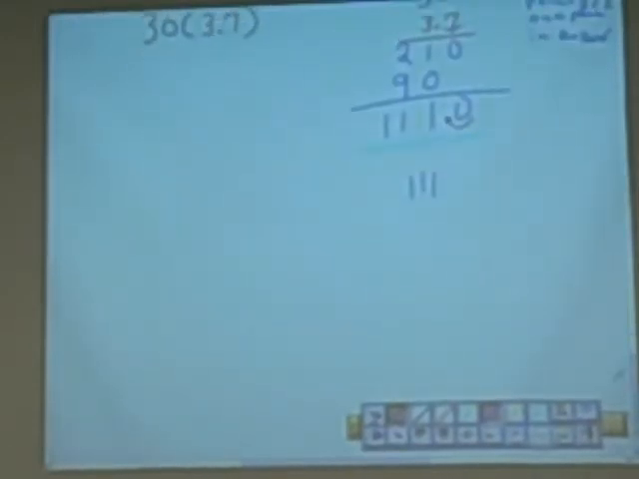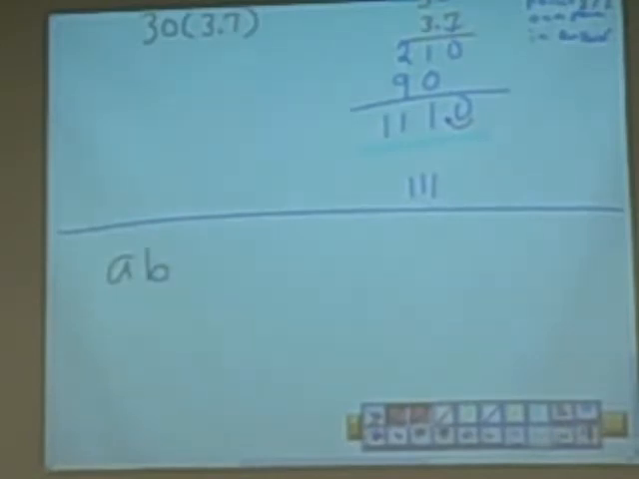Let's try another one, where we have AB. And we have when A equals 0.3 and B equals 4.15.